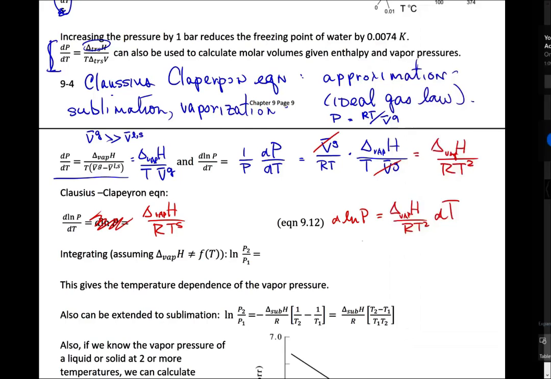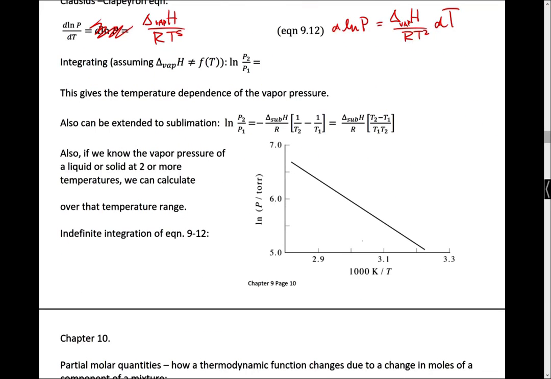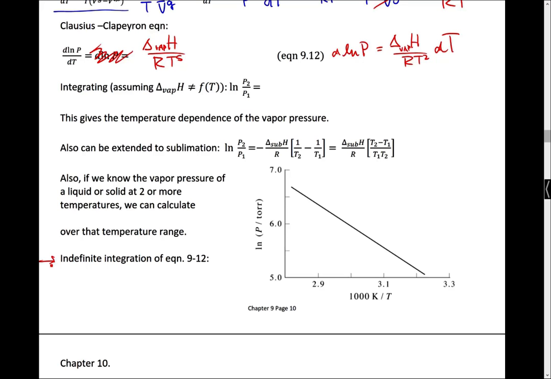What I want to do next, assuming I still have time, is an indefinite integration of that equation. On the left side, that gets me ln P plus a constant. On the right side, if I assume that delta H is not strongly dependent on temperature, then I get out front delta H vaporization over R. The integral of 1 over T squared is T to the minus 2, so it's minus T to the minus 1, that is, negative 1 over T, plus a constant.